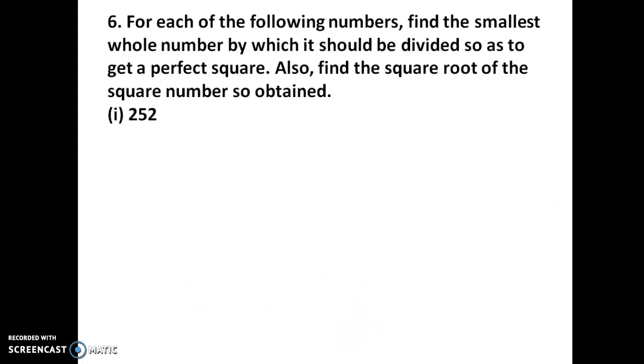Then sixth problem. For each of the following numbers, find the smallest whole number by which it should be divided so as to get a perfect square. Also find the square root of the square number so obtained. In this problem, we have to find the number which is to be divided. In the previous problem, it is multiplied. Here it is divided. But the method is the same.